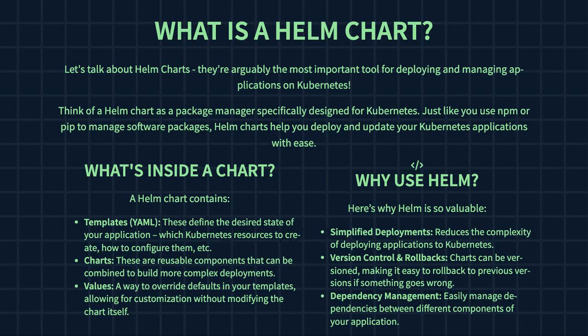Okay, let's dive into Helm charts. Basically, they're like package managers for Kubernetes. Imagine you have a complex application, lots of microservices and databases. Without Helm, deploying all those resources to your cluster would be super complicated and time-consuming. A Helm chart is a blueprint that tells Kubernetes exactly what to do, which pods to create, how to configure them, and even how to handle updates. Inside a chart you'll find templates written in YAML. These define the desired state of your application, plus reusable components called charts and a way to customize everything using values. It really simplifies deploying and managing your Kubernetes apps.